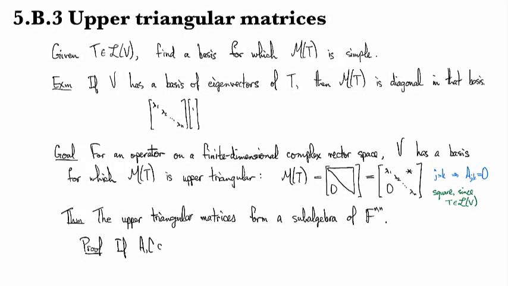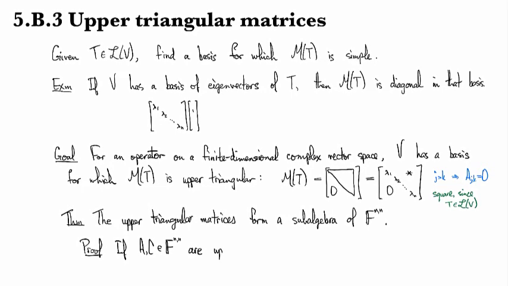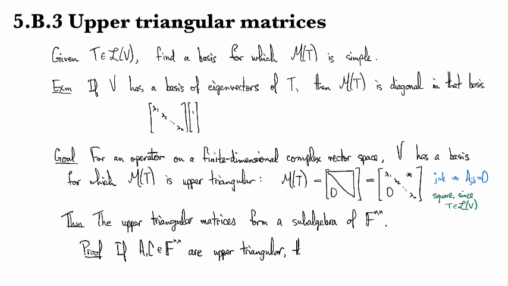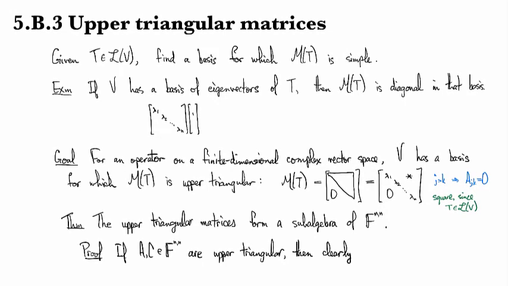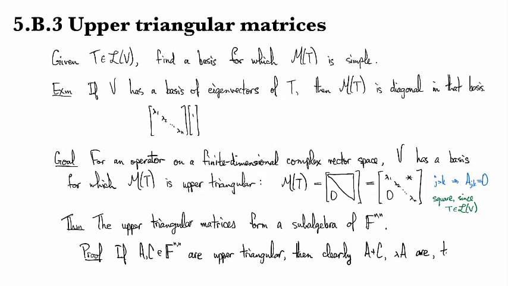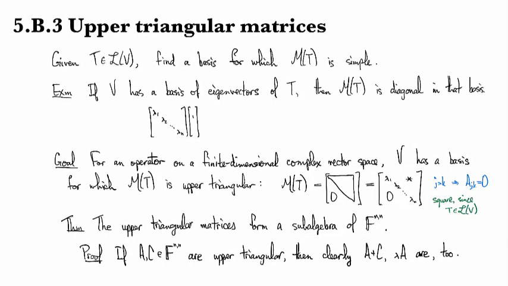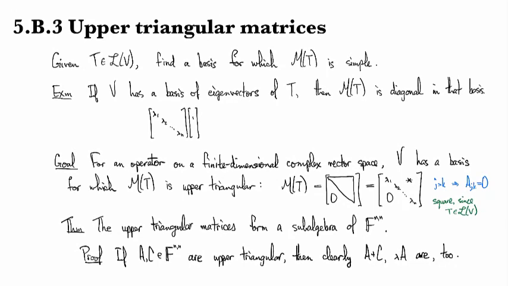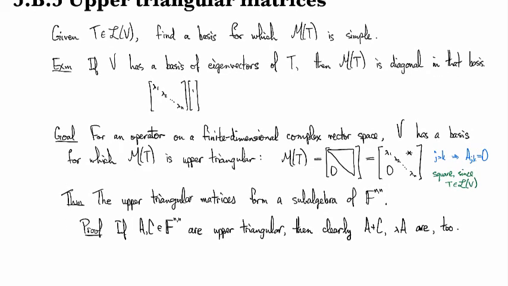Okay, and so let's see. If we have two matrices A and C, and they are upper triangular, then it's more or less clear that A plus C and lambda A are also upper triangular. So what do you have to do? You just have to check the elements below the diagonal are 0. So what's something below the diagonal in A plus C? Well, it looks like a below diagonal entry of A plus a below diagonal entry of C, so that's going to be 0 plus 0. And then similarly, or even more simply, for scalar multiplication.